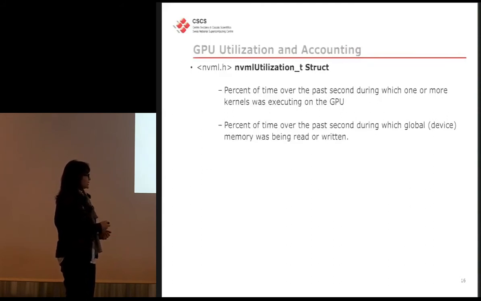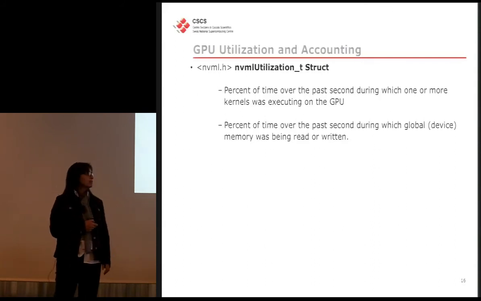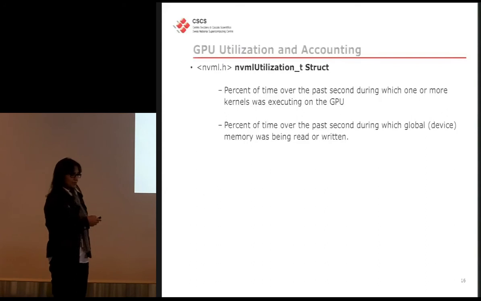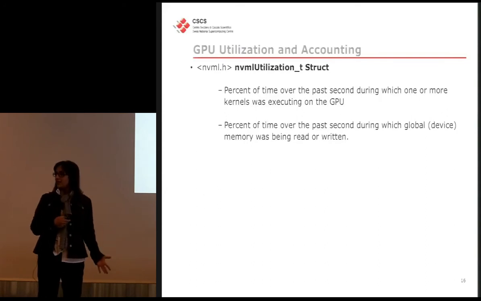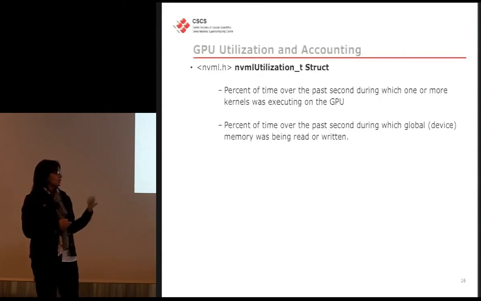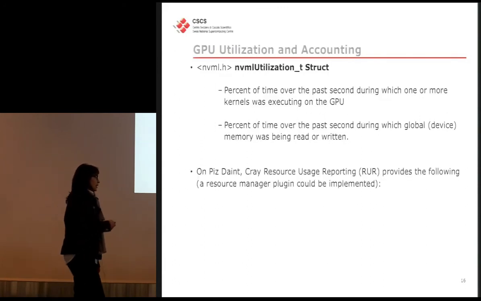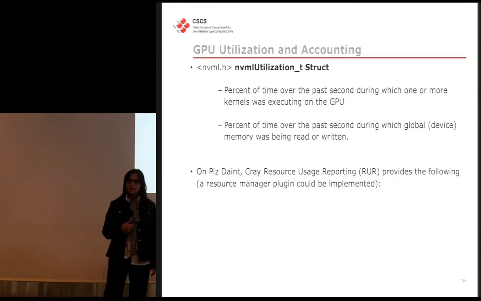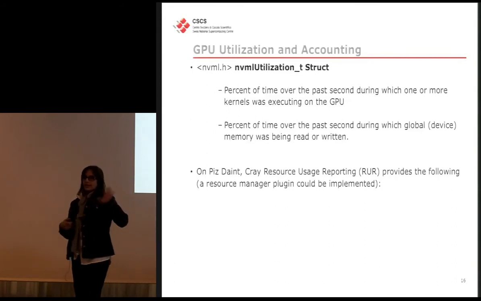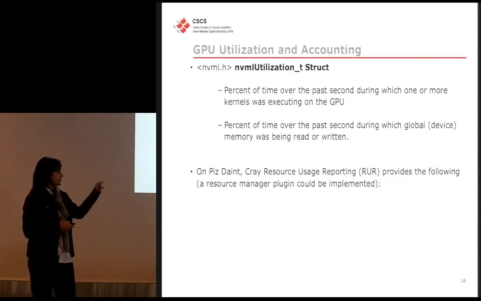The second is the percentage of time over the past second during which global memory was read or written, and this gives you GPU memory read and written. These are both sampling values, so they have an overhead, but it's probably not as high as it could be, and then you can do some research to figure out if there is indeed a significant overhead. We haven't done anything ourselves to plug into Slurm because on the Cray machine, they did some work to interface this with the Cray utilization and reporting.